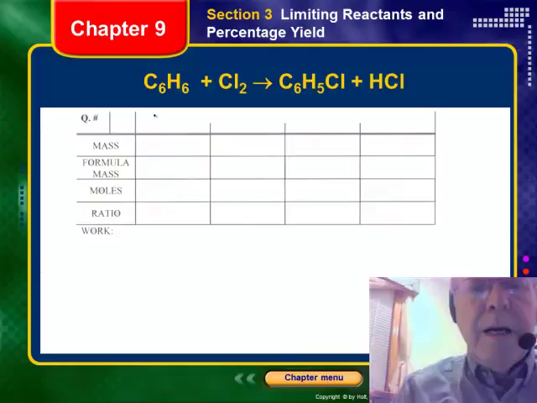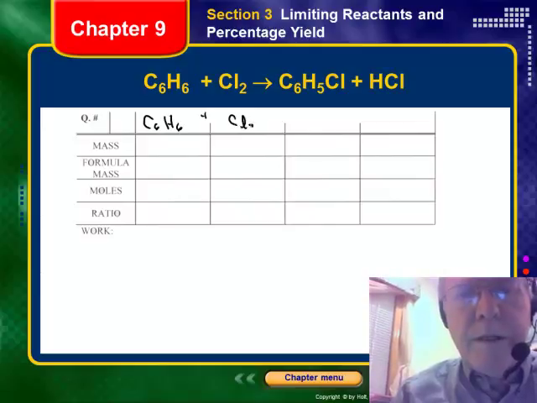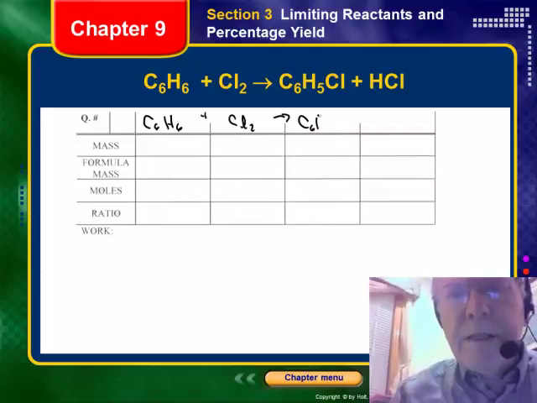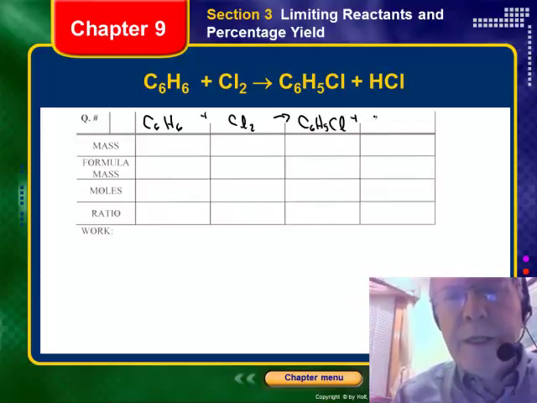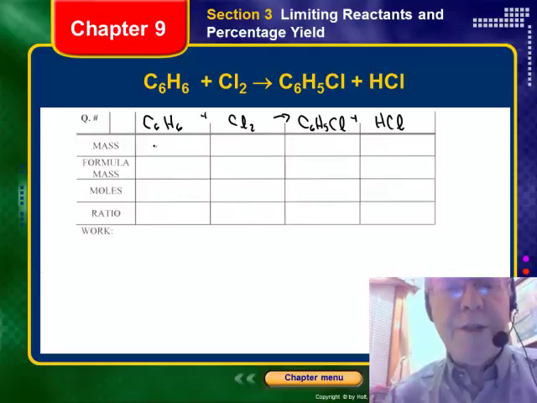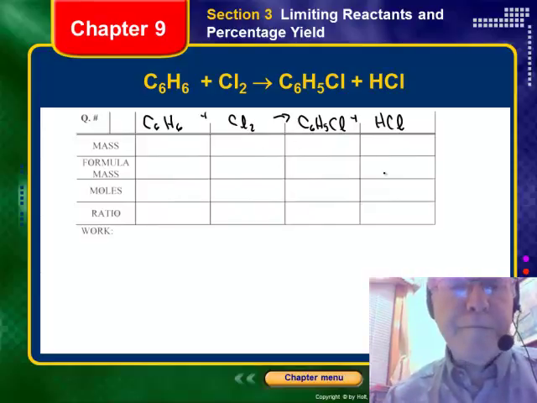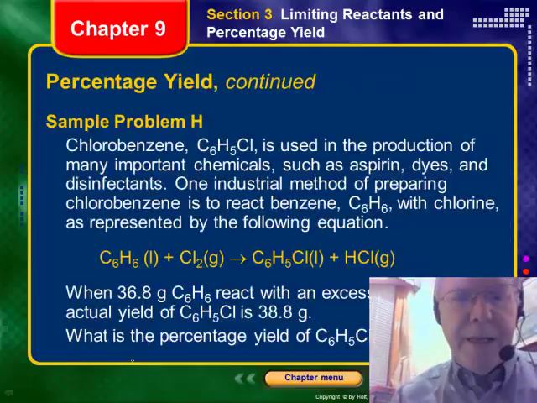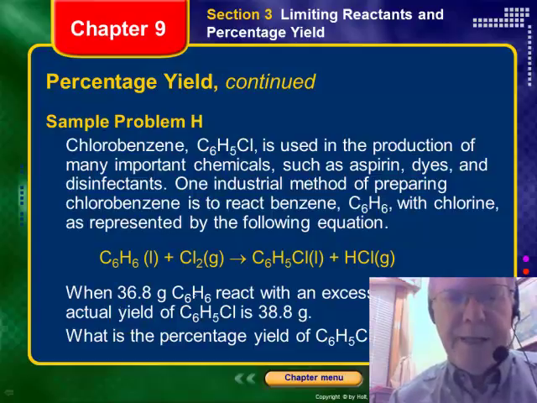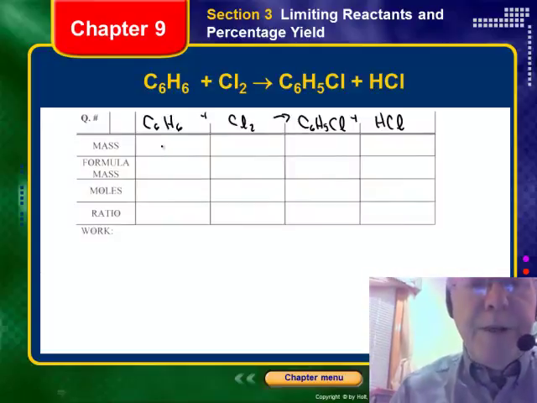We have the equation here. I'll just rewrite the equation. C6H6 plus Cl2 yields C6H5Cl plus HCl. You see we get hydrochloric acid out of this. But first of all, let's just check and make sure this is balanced. We have 6 carbons on the left, 6 carbons on the right, 6 hydrogen on the left, and 5 plus 1 is 6 hydrogen on the right. We have 2 chlorine here, and 1 plus 1 is 2 chlorine there. Alright, let's go back and take a look. We have 36.8 grams of benzene and an excess of Cl2. That tells us that Cl2 will not be the limiting reactant.